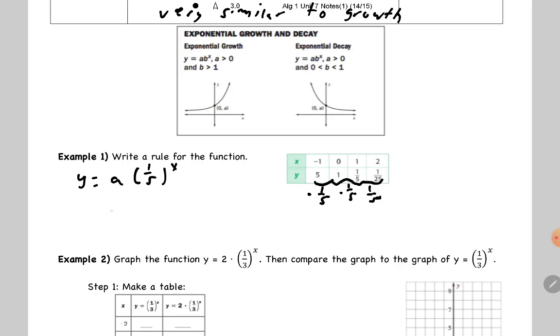Just like in the last section, we're going to choose a point that's easy to work with. We're going to use 0, 1. So 1 equals a times 1/5 to the 0th power. So a equals 1. So my function is y equals 1/5 to the x.